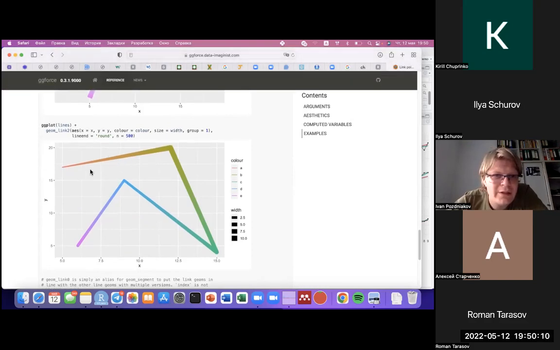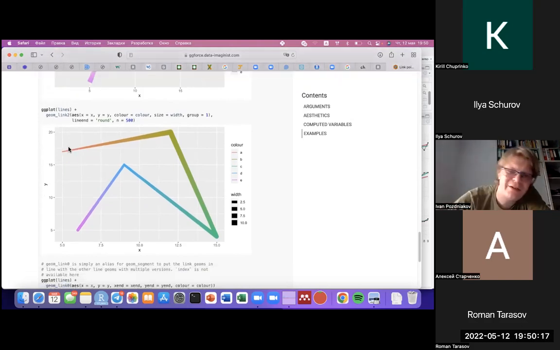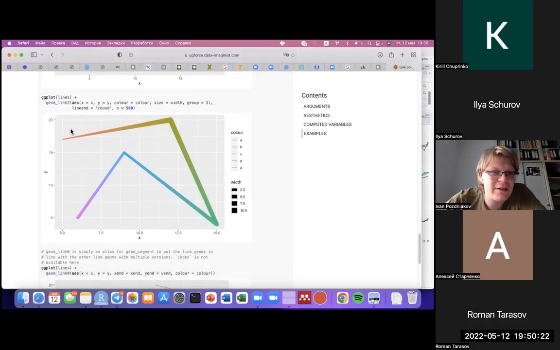What you can do with it is use this gradient, because with this geom_link you can use gradient for your line plot, because in basic ggplot2 you cannot do this gradient. So if you have a color, it's one or two, you can use gradient for different entities, for different points, but not for one line.